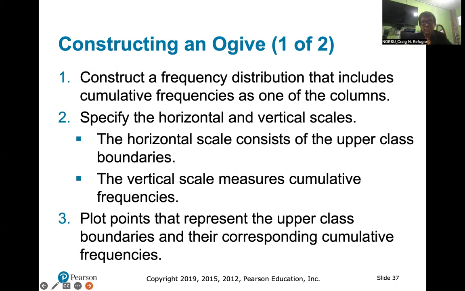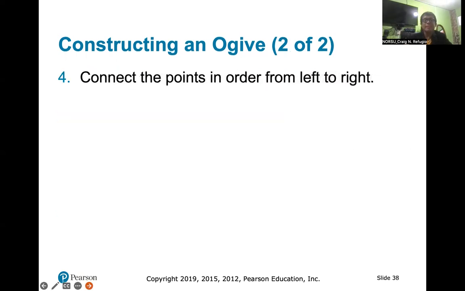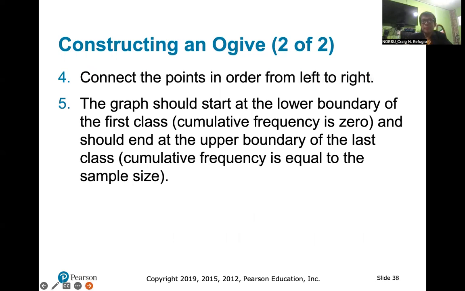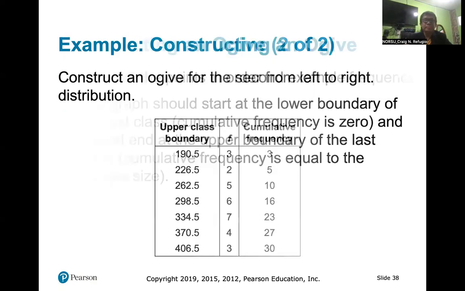Then plot points that represent the upper class boundaries and their corresponding cumulative frequencies. Connect the points in order from left to right. The graph should start at the lower boundary of the first class, where the cumulative frequency is 0, and should end at the upper boundary of the last class, where the cumulative frequency is equal to the sample size or the total number of data.